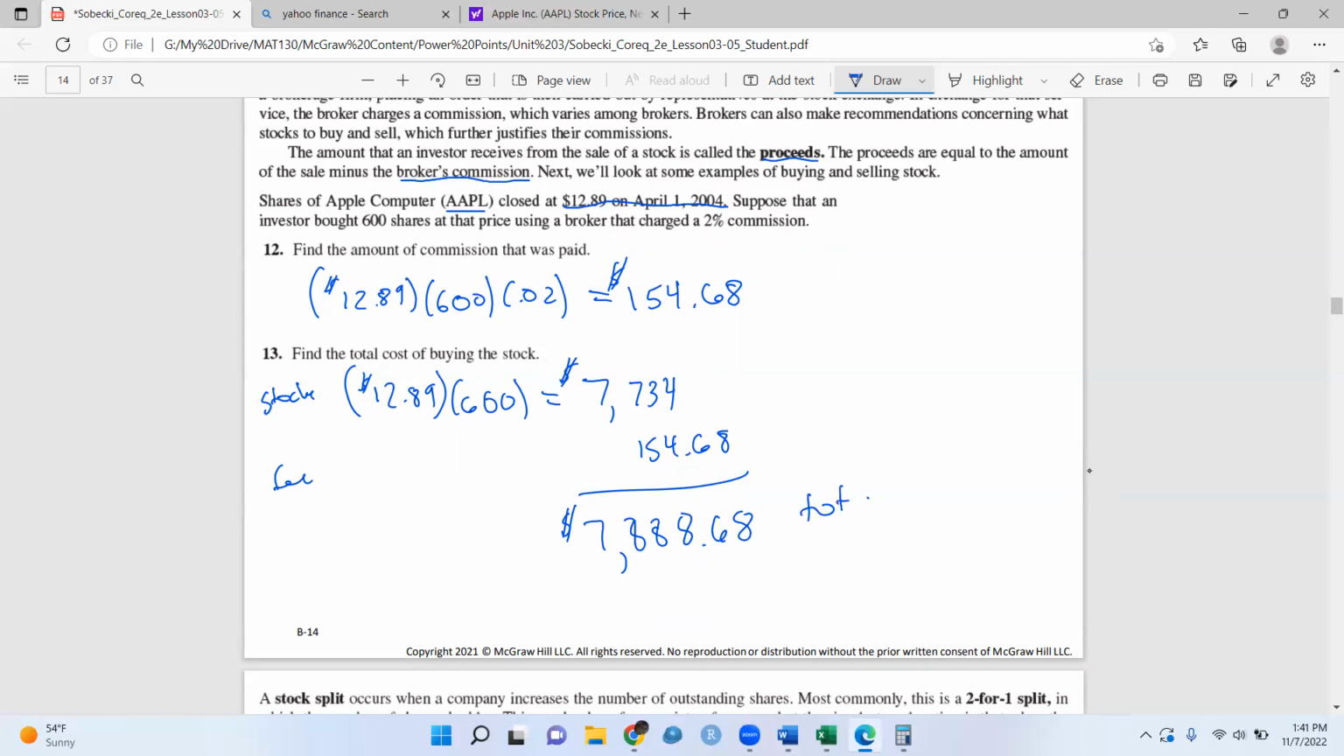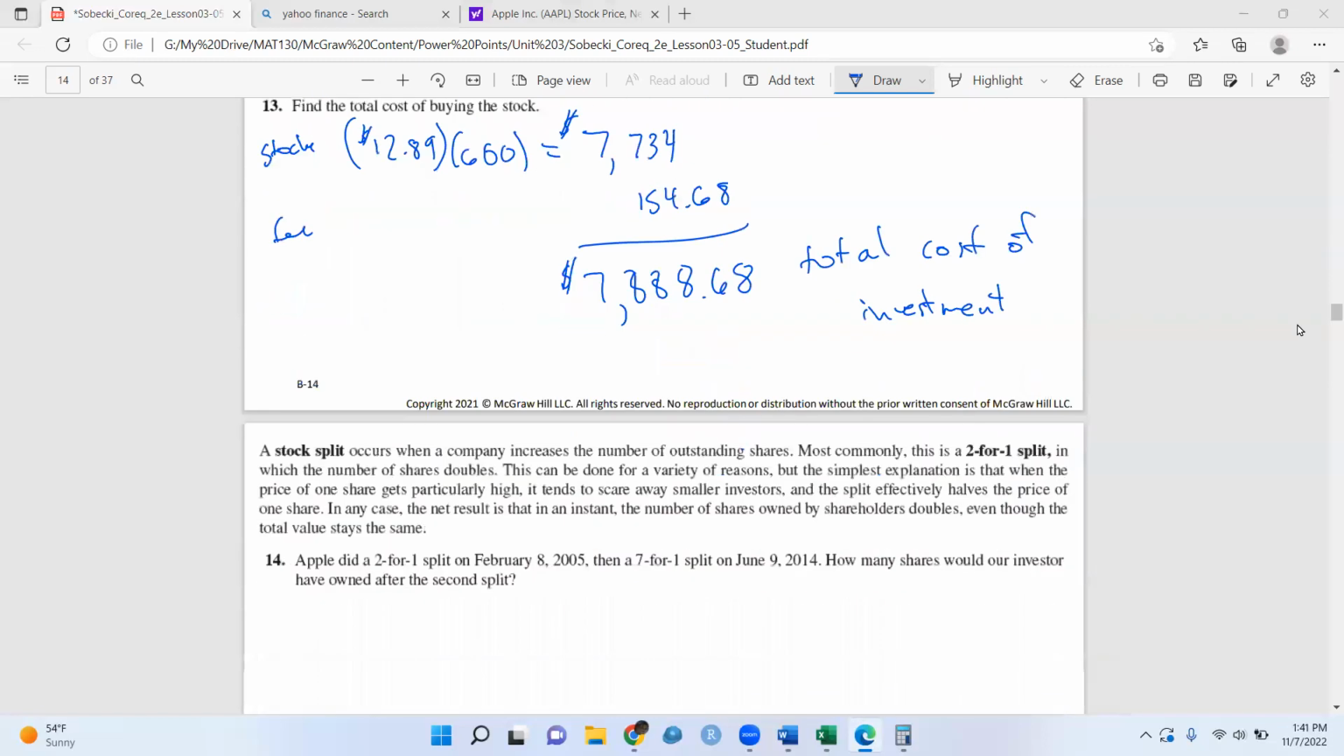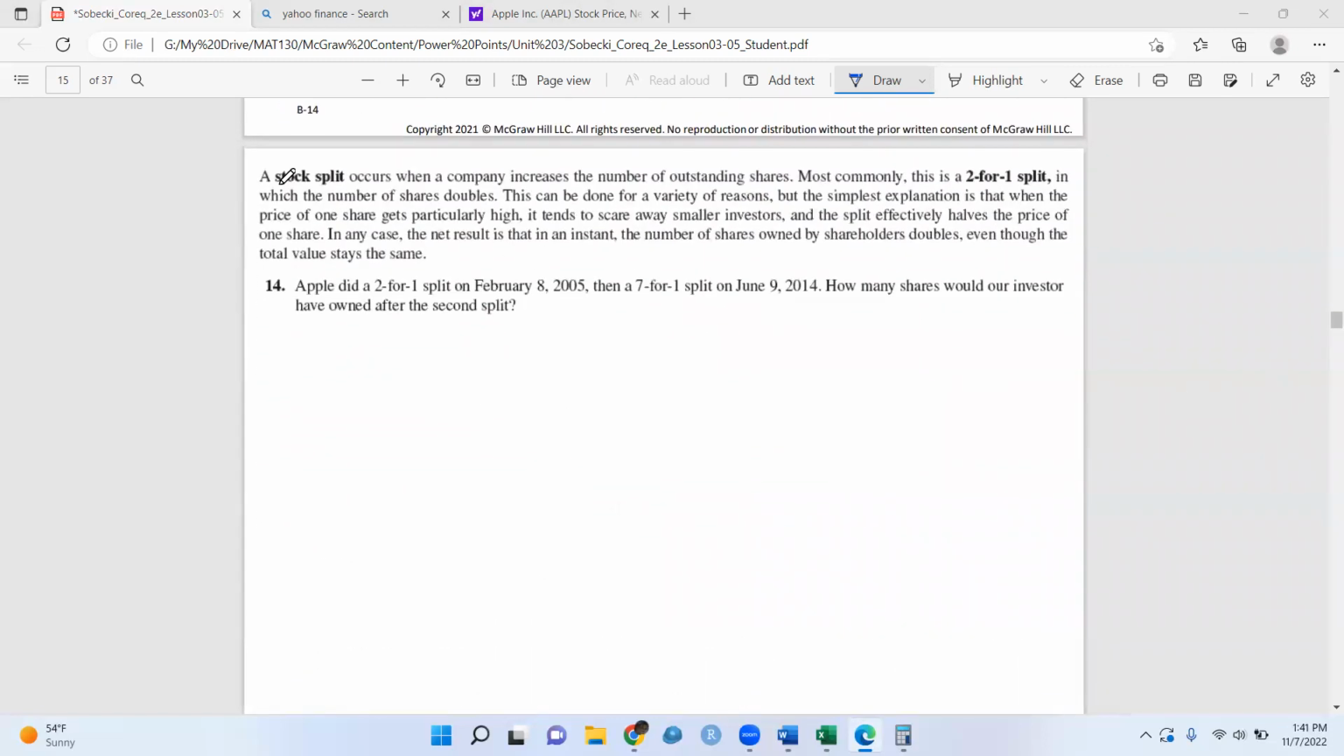We'll label this total cost of investment. Awesome, Alyssa. Okay. So now there's things that can happen. One of the things is there's a stock split.